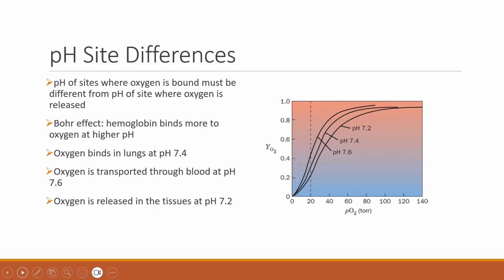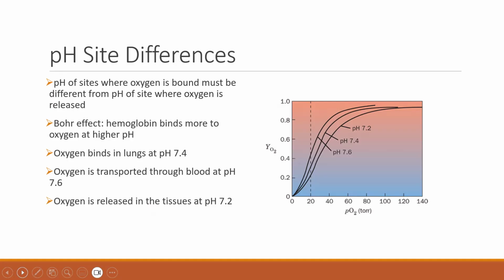So in order to effectively transport inhaled oxygen to tissues, the pH of sites where oxygen is bound must be different from the pH where oxygen is released. At physiological pH, about 0.6 protons will be released by hemoglobin every time it has an oxygen molecule bind to it. If the pH is increased, hemoglobin binds more to oxygen.